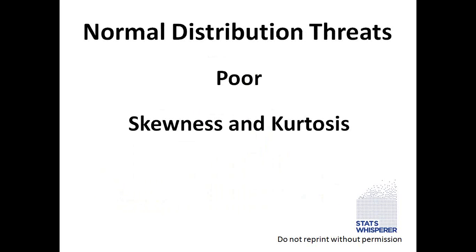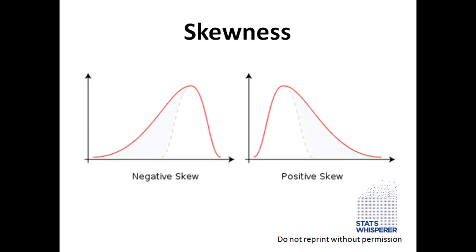Now what are the threats to a normal distribution? Poor skewness and kurtosis, meaning poor, meaning not good. So what are those? So skewness: you get that peak. If that peak is favoring one side or the other, it's not in the middle, it's to the right or to the left, they call that a skew. So the negative is skewed to the right and the positive is skewed to the left.